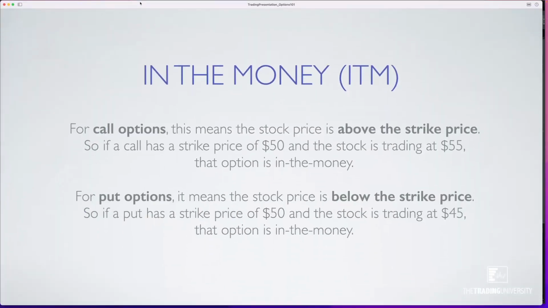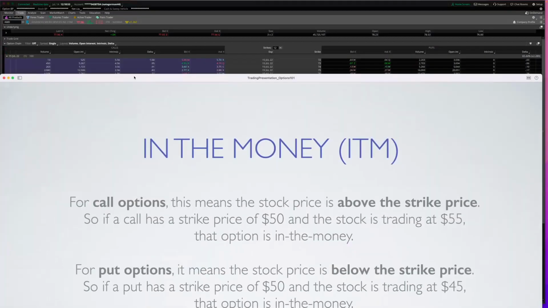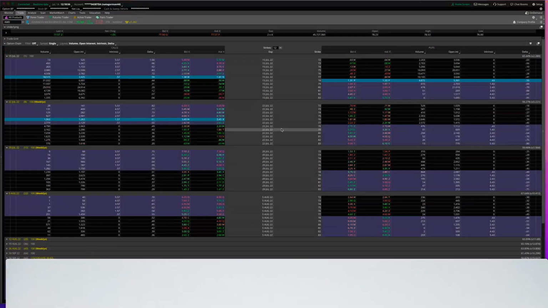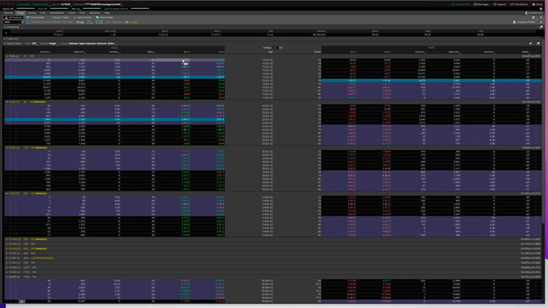So then we talk about in the money and out of the money and at the money. When we say that an option is in the money, for a call option, this means that the stock price is above the strike price. So if a call has a strike price of 50 and the stock is trading at 55, that option is in the money. And on an option chain here, you'll see that the in the money is in a darker section, and the out of the money, which we'll talk about in a second, is in a black section.